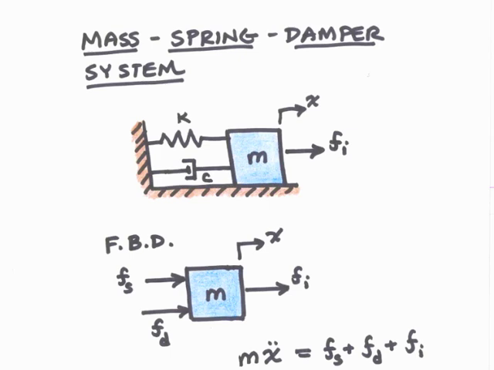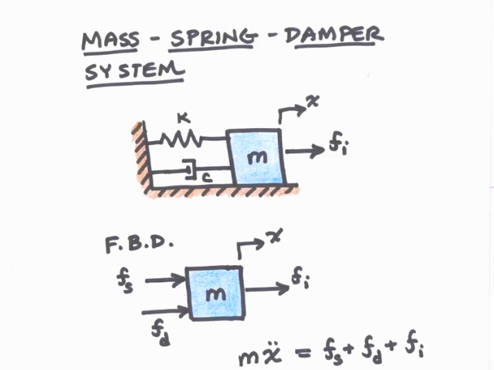In this presentation, we'll model mechanical systems with both elastic and damping elements. And we'll start off with the classical mass spring damper system. And you'll see this system a lot in various engineering applications. The reason why is because it's the simplest system that contains all three elements of inertia, elasticity, and damping.